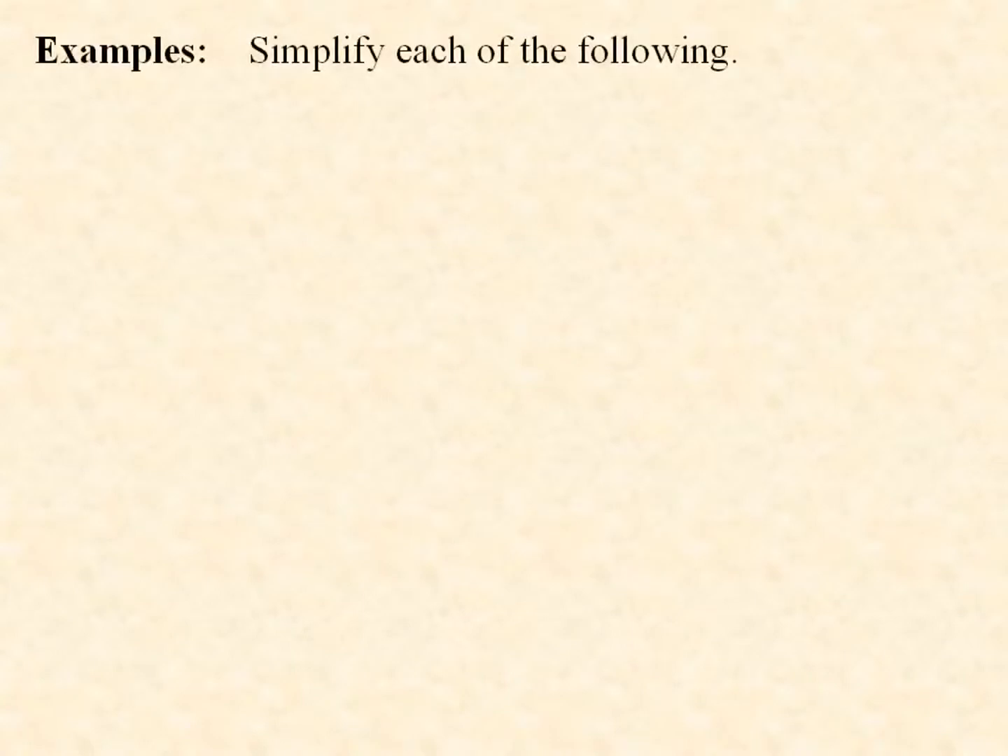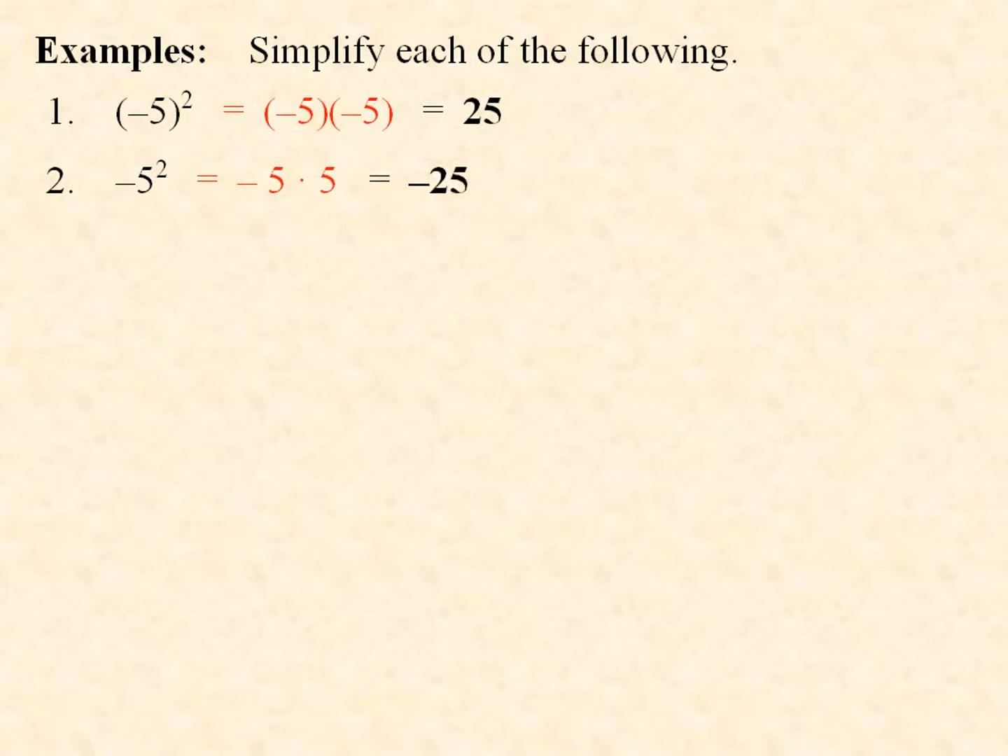Here are some examples. Simplify each of the following. Negative 5 in parentheses squared. Since it's in parentheses, it means negative 5 times negative 5. And that's positive 25. But what if we have negative 5 squared? There are no parentheses, so that means the opposite of 5 times 5, the opposite of 5 squared, and so that's negative 25.